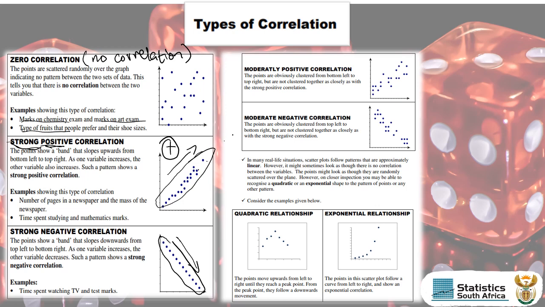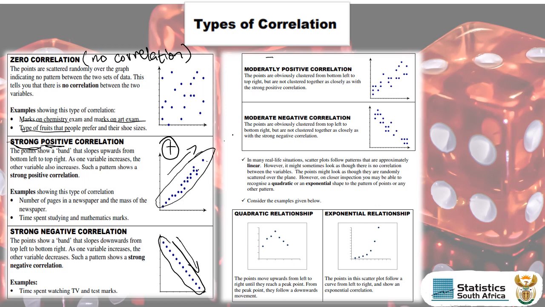The time spent playing and test marks: there is a strong negative correlation. They don't influence each other positively. The more time you spend playing, not studying, busy watching TV, your test marks will be decreasing. So there is a strong negative correlation. It's negative because they are influencing each other badly. As one increases, the other one is decreasing. So there's a strong negative correlation.